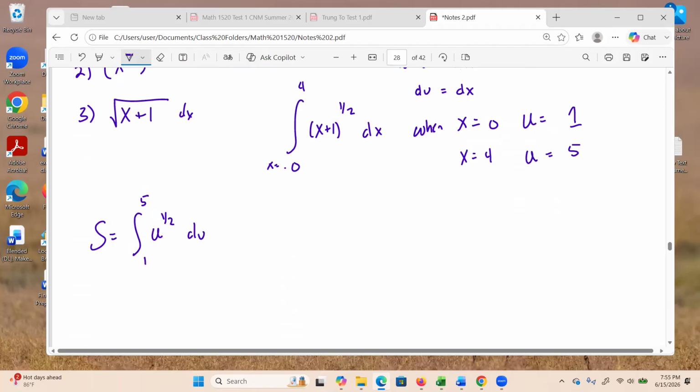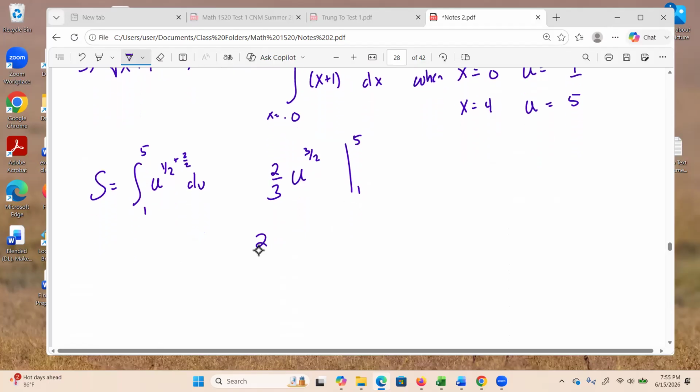Again, this is a calculus 1 integral. So we can go ahead and say this is u to the 3/2 power, right? We add 1. If you need to type in the plus 2 over 2 in order to get that, that's fine. And we're going to divide by 3/2, which is the same as multiplying by 2/3. And we are going from 1 to 5. This is why I made the limits of integration change.